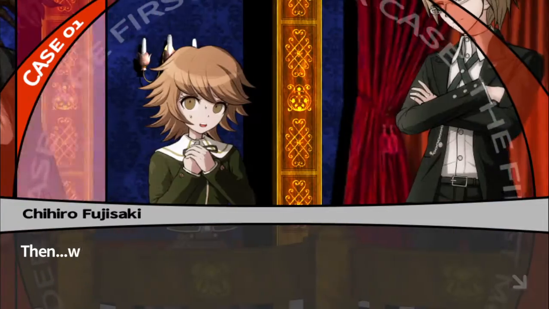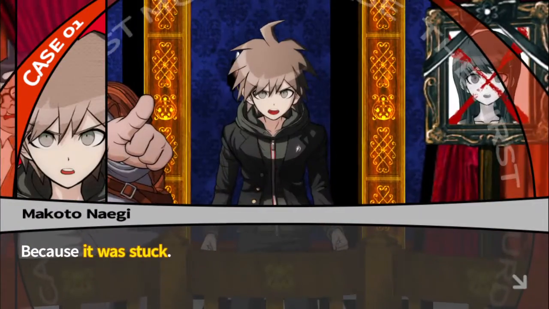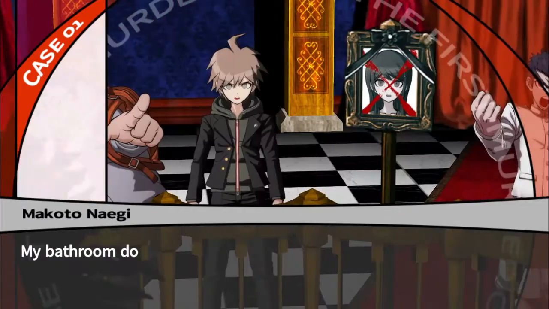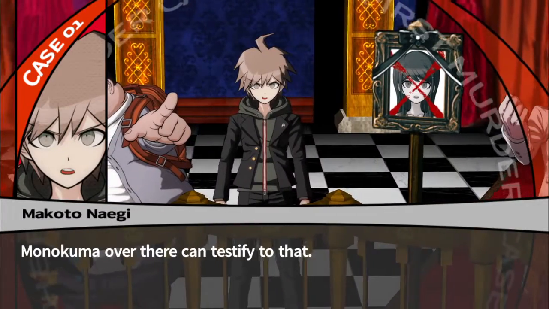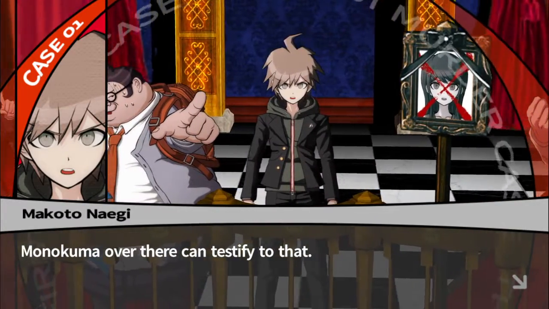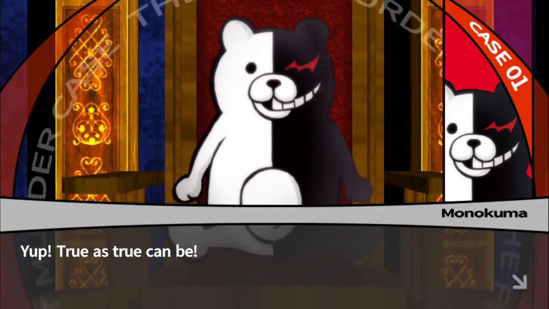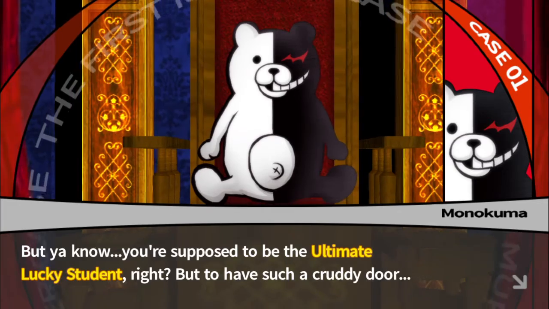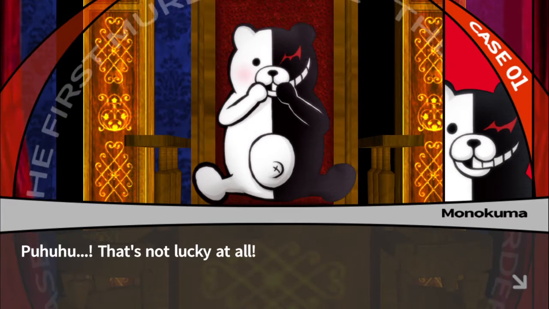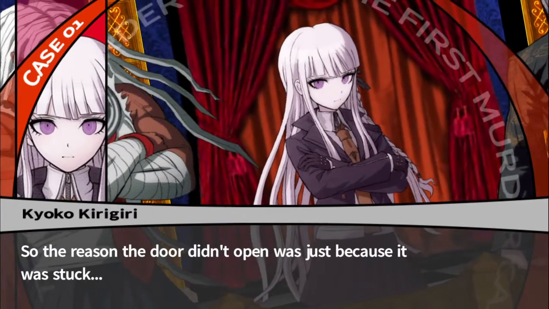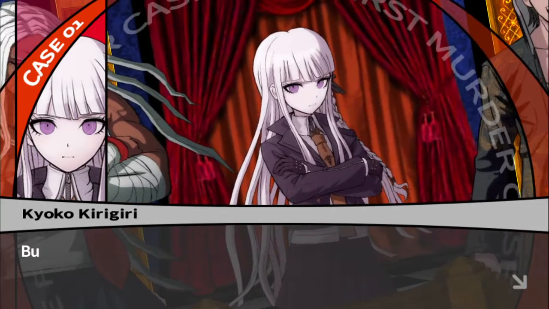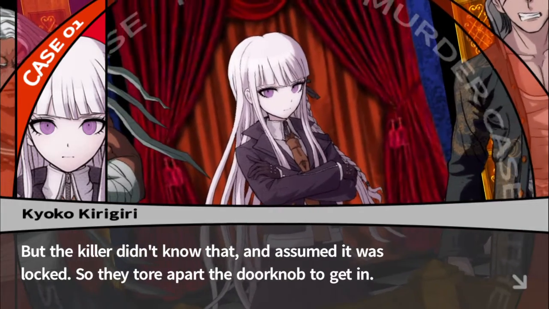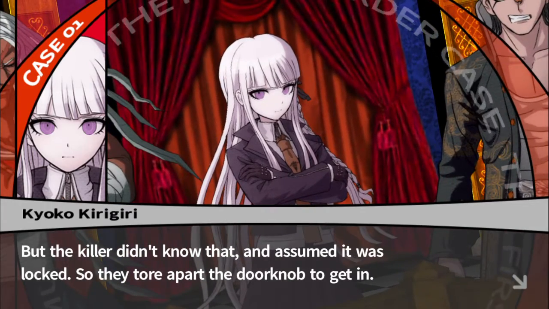Yes, now that... Then why didn't your... Because it was stuck. Huh? What do you... My bathroom door doesn't fit, and Monokuma over there can testify to that. Yup, true as true can be. But you know, you're supposed to be the... That's not lucky. So the reason the door didn't open was just because it was stuck. But the killer didn't know that, and assumed it was locked. So they tore apart the doorknob to get in.